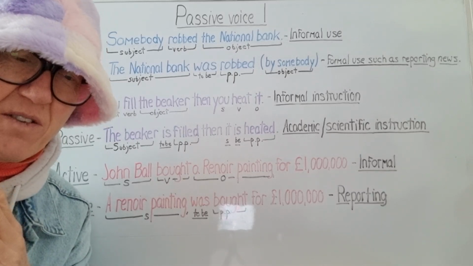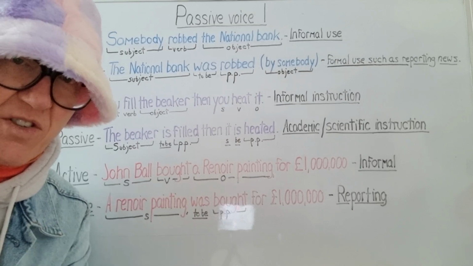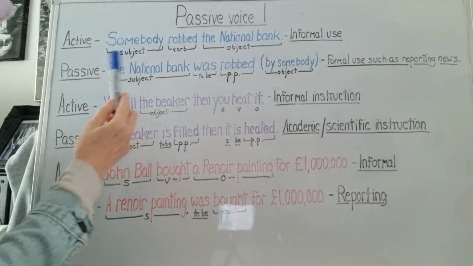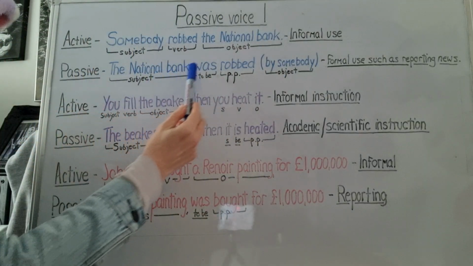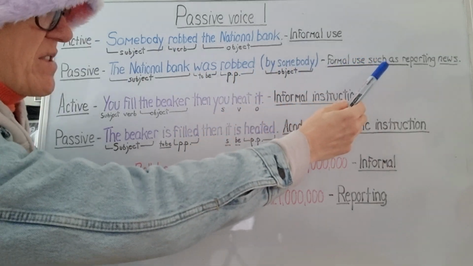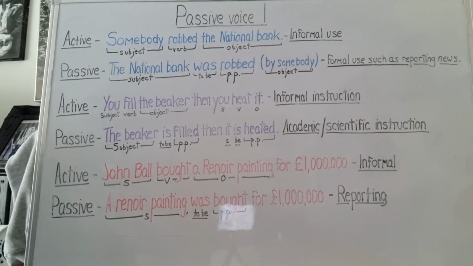It's too vague and it's too unprofessional. So the reporter would use passive voice. The National Bank was robbed. Now this is formal for use such as reporting news, okay?